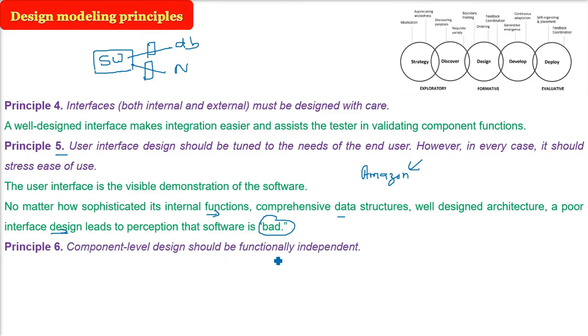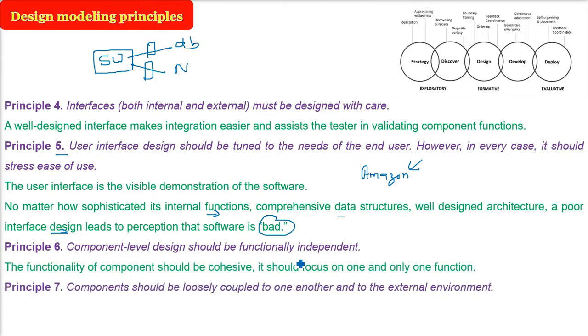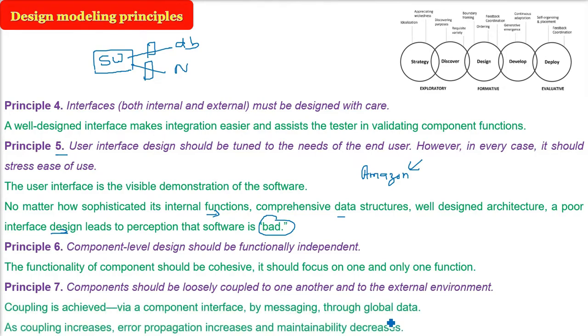Component level design should be functionally independent. And then components should be loosely coupled to one another and to the external environment. So you need to understand, I'll give an example and then try to tell you the difference. You made two functions. The function first is, say, the database connectivity. The other function you have made for network connectivity, for example, TCP and UDP you have implemented. In database, you might have implemented some retrieval and queries.